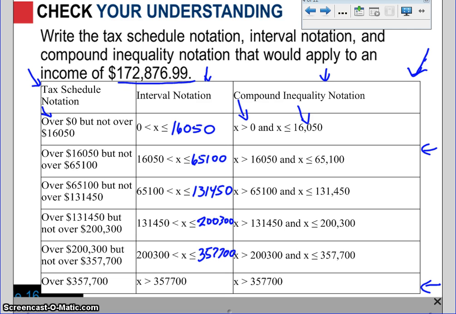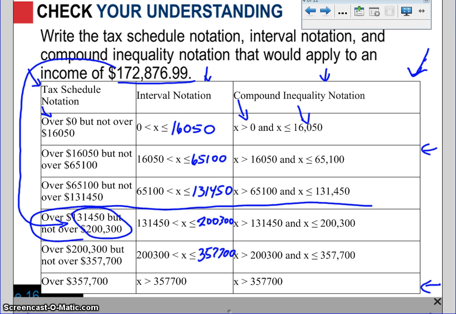All right, for $172,876, if I look at all of my intervals here, that one is going to fall right into here because it falls between $131,000 and $200,000. So this particular line, all three of these, is what it is asking you to write.